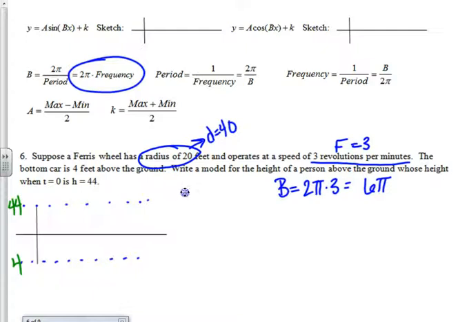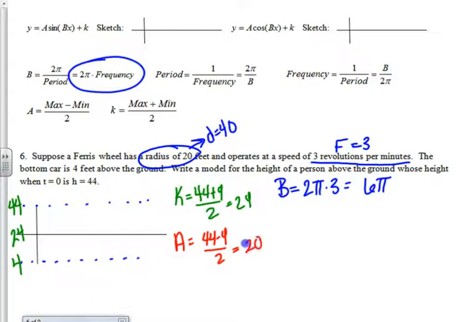So the midline, max plus min divided by 2, is 24. Again, if you could visualize that without doing the formula, great. And the amplitude value is max minus min cut in half, so that would be a 20. Again, if you could calculate that or visualize it, that's great. And then one more clue, they told me when t equals 0, the height is 44. So that's important. They tell me where time is starting.